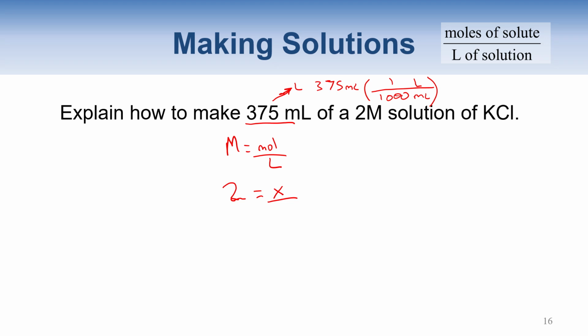And we're going to divide that and get 0.375 liters. So now we're going to do 0.375 liters. In order to isolate the x, we have to multiply both sides. That's going to cross that out, times 0.375. So 0.375 times 2, 0.75 moles.